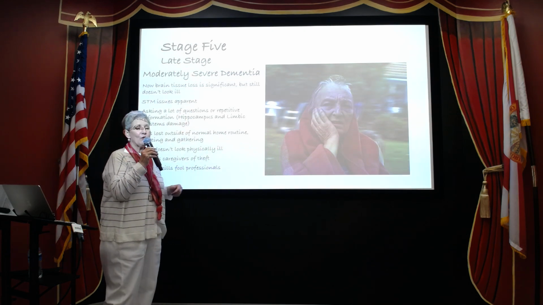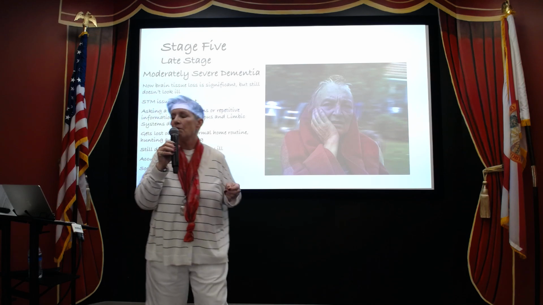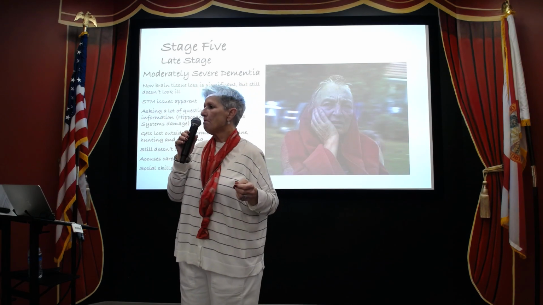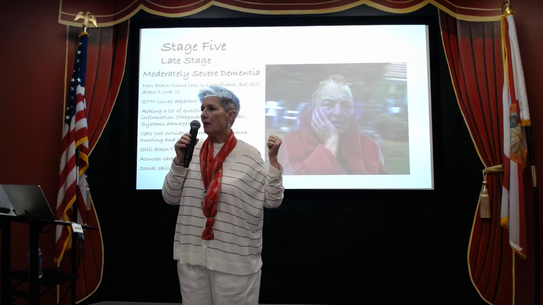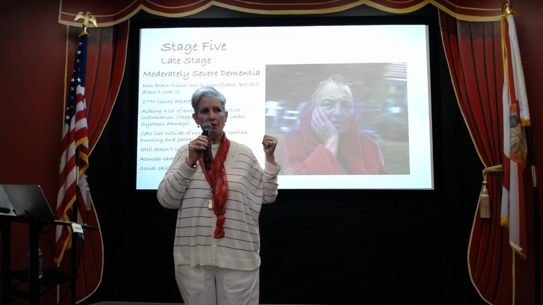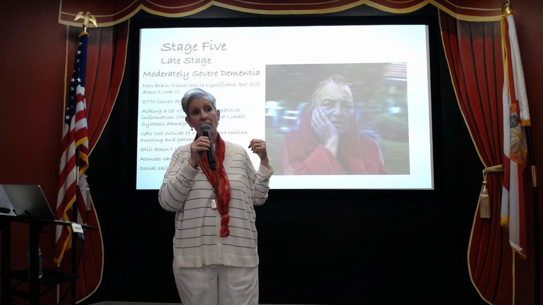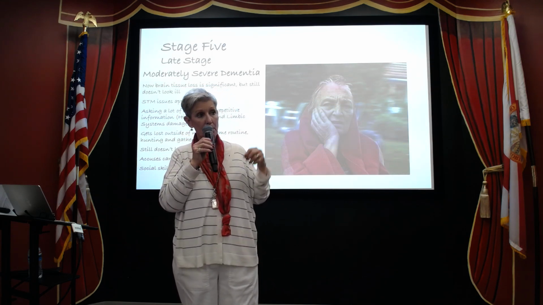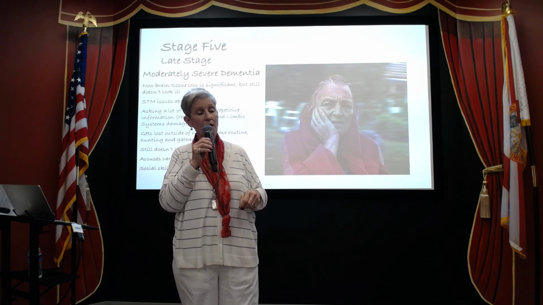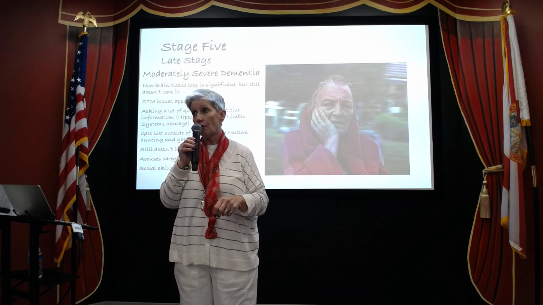I had a family call me one day and say, "It's not that bad. Mom's got moderately severe dementia." And I know immediately that means she's missing half a pound of brain tissue. And in the beginning of stage 5, a 12-year-old, in the middle of stage 5, an 8-year-old, by the end of stage 5, a 4-year-old.